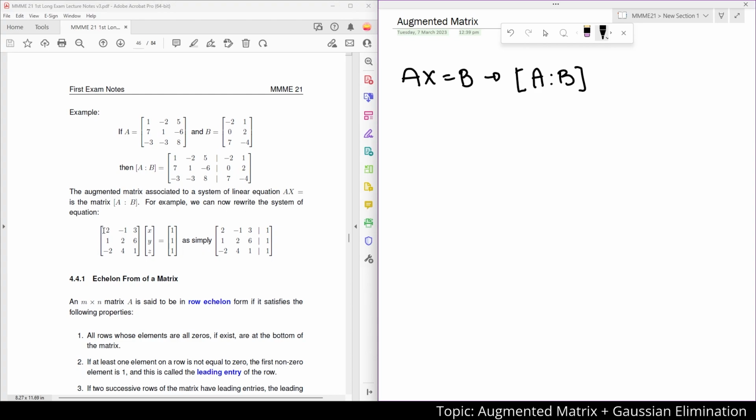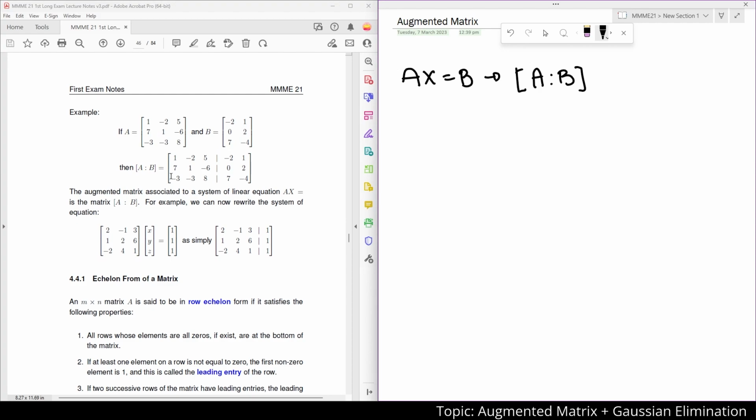Yung augmented matrix, kunin mo lang to si A and si B, kunin mo siyang A colon B or A pipes B na augmented. Okay? So how do we then use this to solve our system of equations?